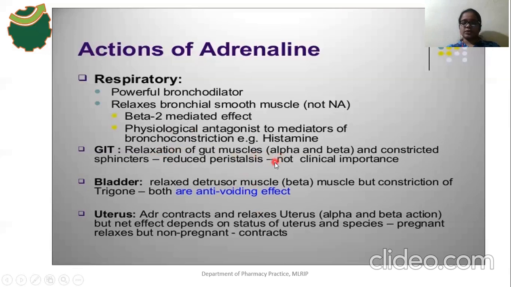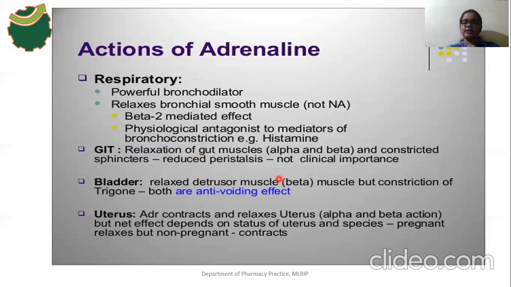So the effect of this adrenaline drug on gut muscle is a relaxant effect, acting through both alpha receptors and beta receptors. But the sphincters will be constricted: the pyloric sphincter, lower esophageal sphincter, and upper esophageal sphincter. The peristaltic movements are also reduced. The overall effect of adrenaline on the GIT is not clinically important. These effects are not important.